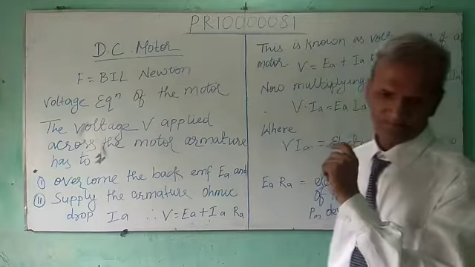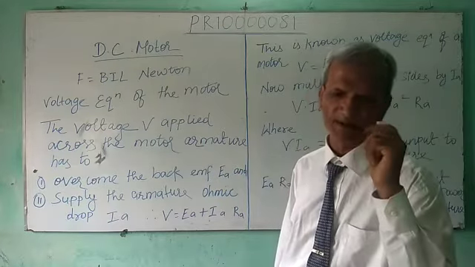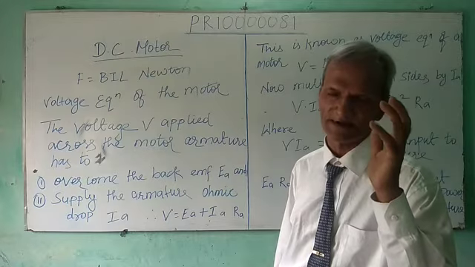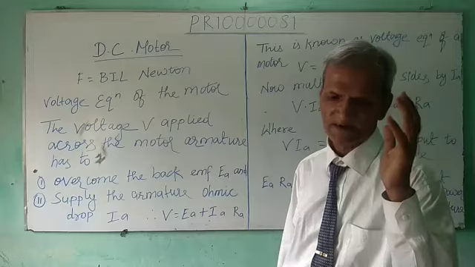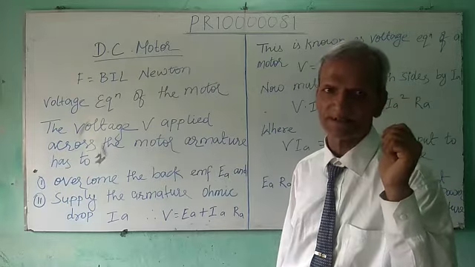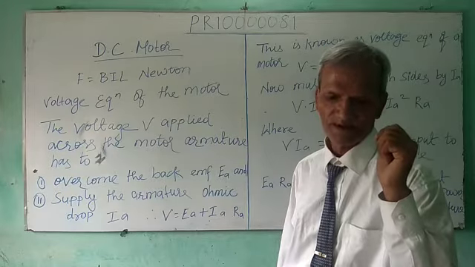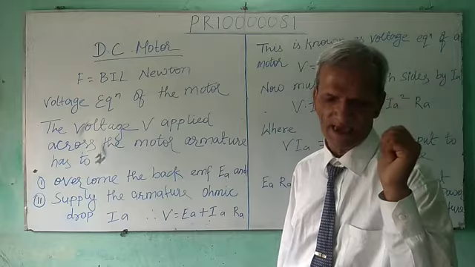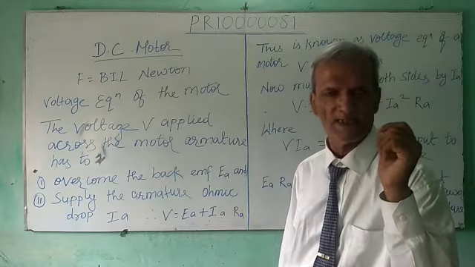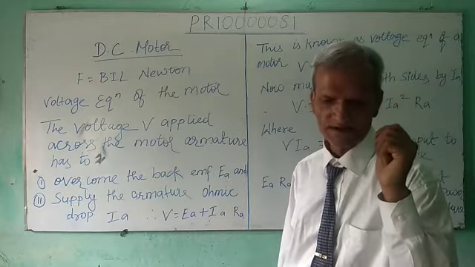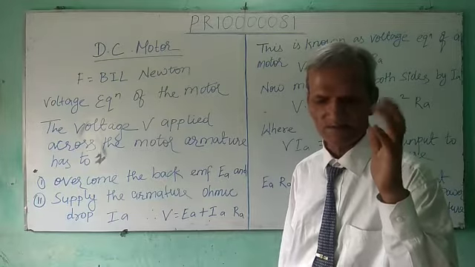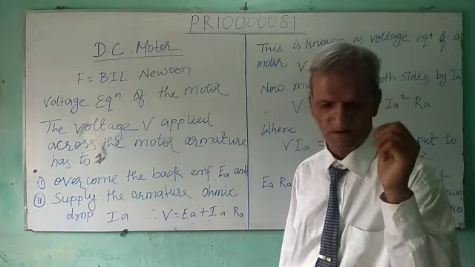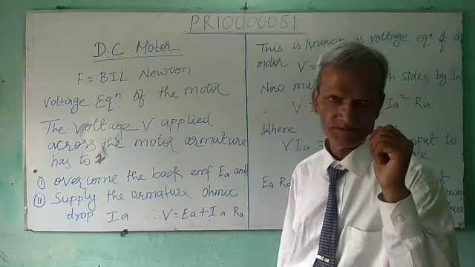Constructionally, there is no basic difference between DC generator and DC motor. In fact, the same DC machine can be used interchangeably as a generator or as a motor. DC motors are also like generators, shunt one or a series one or compound.